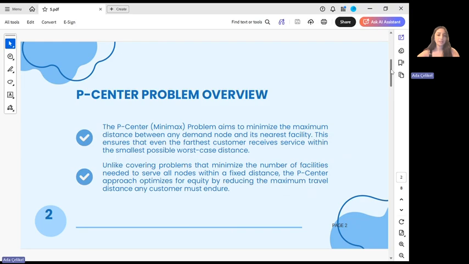So what's the P-center problem? The P-center problem tries to minimize the maximum distance between customers and the facilities. So we focus on the customer who is the farthest away. The goal is making sure that even the farthest customer can still receive service within a reasonable distance. That's why the model is also called the Minimax model, because we actually minimize the maximum distance. This approach is useful for emergency systems, like I said in the other slides.